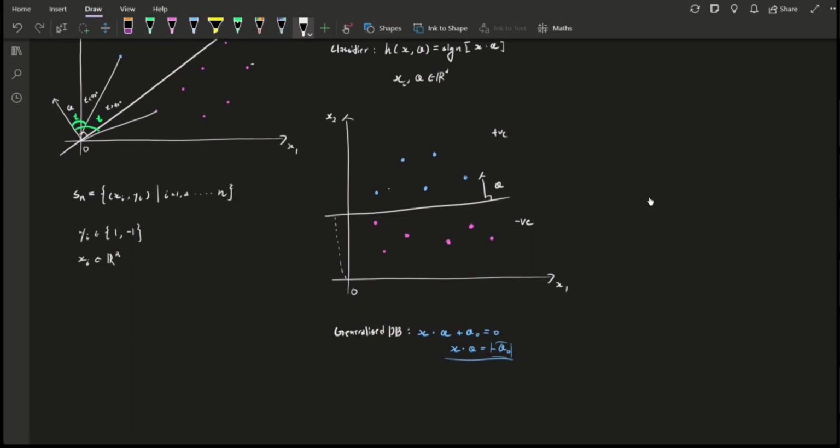Okay, and in fact, the magnitude of this line is expressed as negative theta naught over the norm of your weights vector, right? I think you can see that because x dot theta is equal to the norm of x, the norm of theta, and the cosine of the angle between them. And if you divide both sides by this, you just get the norm of x cosine, which is the distance, right? So that should be pretty clear.